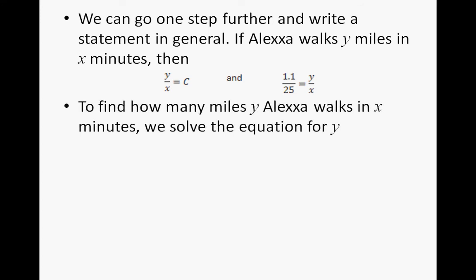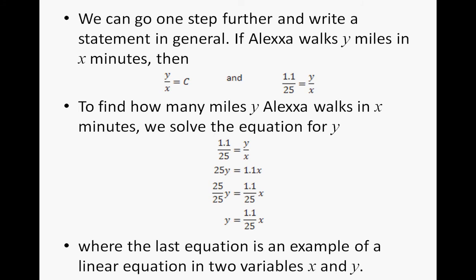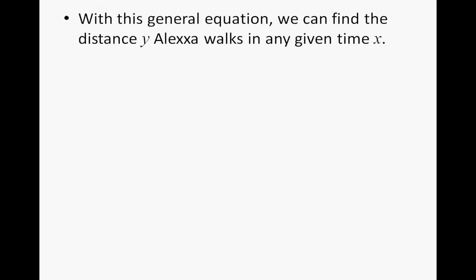To find out how many miles y Alexa walked in x minutes, we solve the equation for y. And we would end up with y is equal to 1.1 divided by 25 times x. So the last equation is an example of a linear equation in two variables, x and y. With this general equation, we can find the distance y Alexa walks in any given time, x.